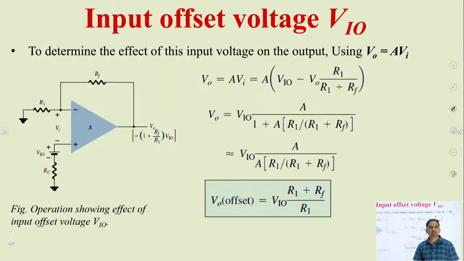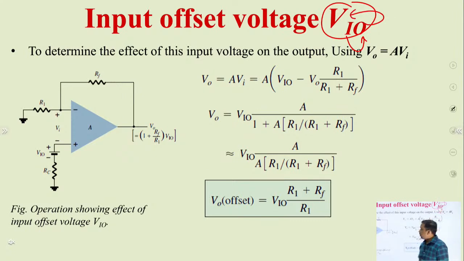So first thing, input offset voltage. How can we represent this as input offset voltage? Since it is a voltage and input offset, VIO: V corresponding to the voltage, I corresponding to the input, and O corresponding to the offset. So input offset voltage.